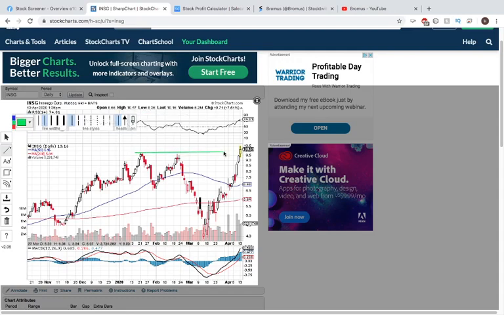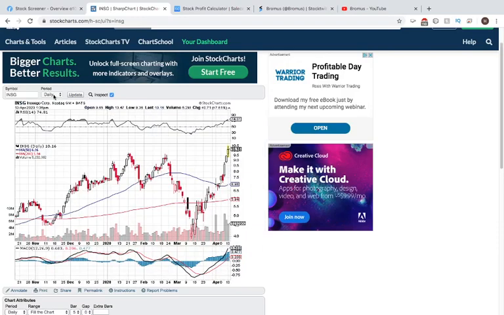We could see that it broke this area of resistance over here. And as long as this line holds, in my opinion, this chart is in an upward trend. But we're only looking at the daily. So why don't we go one step further and look at the weekly chart?